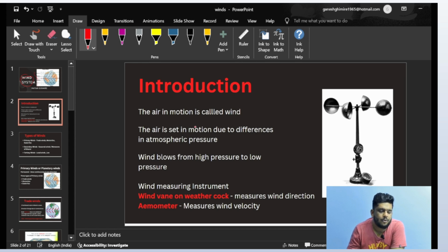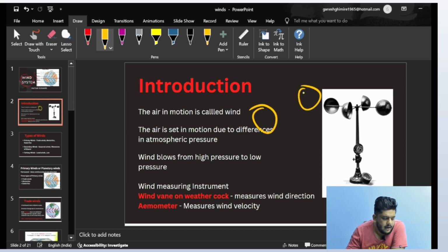Now, why does the air move? It is because of something called pressure, right? Air always moves from high pressure to low pressure, always from high pressure to low pressure. This is also something that you must keep in mind. As you can see here, the wind blows from high pressure to low pressure. All right. Now let's understand the fundamental question. What is that question? Why is the air in motion?